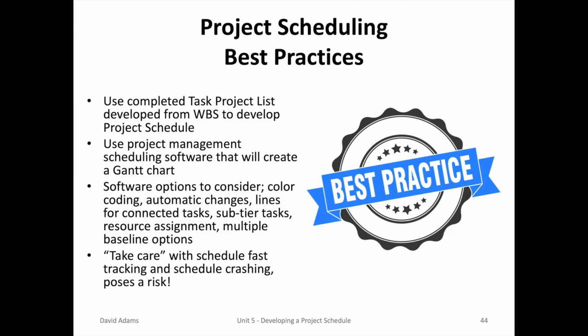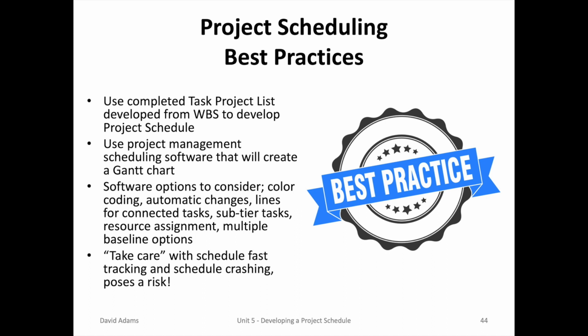The project manager successfully completed the project scheduling exercise. Let's review the best practices. You need to use a completed task project work list that was developed from the work breakdown structure to develop the project schedule. You can see by using Gantt chart software, it's easy to manipulate the timeline back and forth to see what the impact is based on changes.